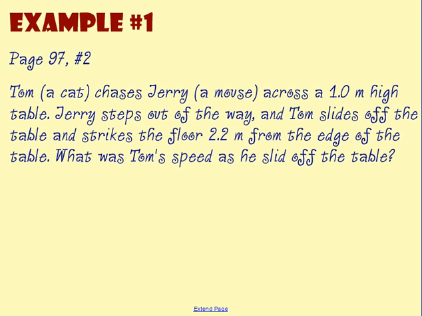In this problem, we have a cat chasing a mouse. Classic Tom and Jerry episode. Tom chases Jerry, the mouse, across a 1-meter high table. Jerry steps out of the way, and Tom slides off the table and strikes the floor 2.2 meters from the edge of the table. It's asking what was Tom's speed as he slid off the table.